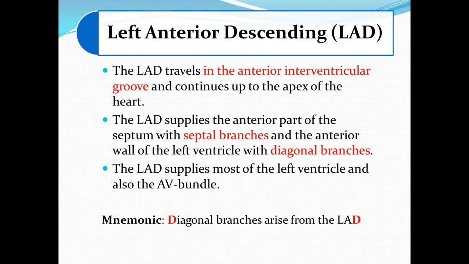The left anterior descending travels in the anterior interventricular groove, as we said, and continues up to the apex of the heart. It supplies the anterior part of the septum by the septal branches, and the anterior wall of the left ventricle by diagonal branches. It also supplies most of the left ventricle and also the AV node. So the AV node can also be supplied by the left anterior descending. This is a mnemonic to remember the diagonals: D for diagonals is originating from left anterior descending.